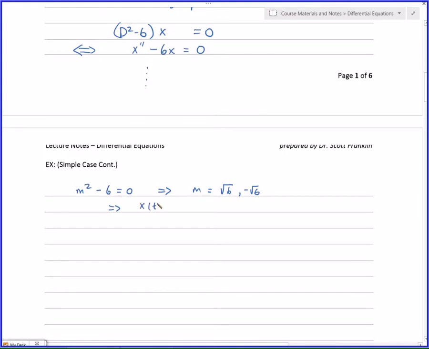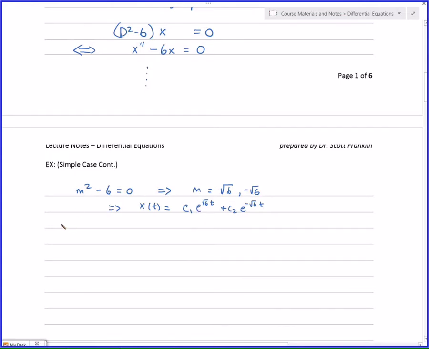So x of t, the solution for my x would be c1 e to the square root of 6t plus c2 e to the minus square root of 6t. Right? If you got two distinct roots, it's just e to the root t, e to the root t. If they were multiple roots, that's where you stick in extra t's. If they were complex roots, that's where you show the sines and cosines coming into play. Okay.